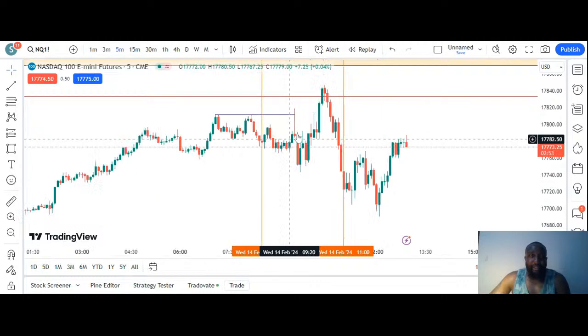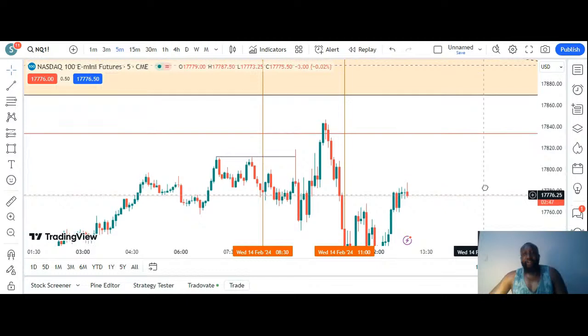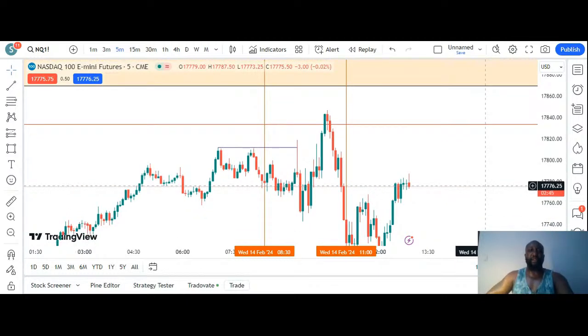So within this frame, this is where we look for our trades, guys. This is where we look for our trades, and we've got different styles of trading. Some people scalp Nasdaq. Some people prefer swinging. Myself, I don't want to hold price for too long.